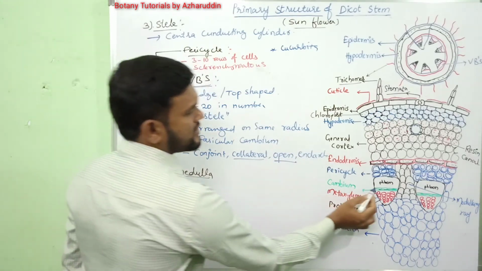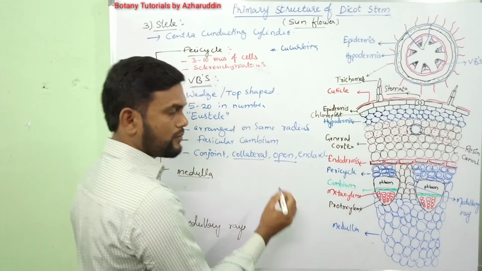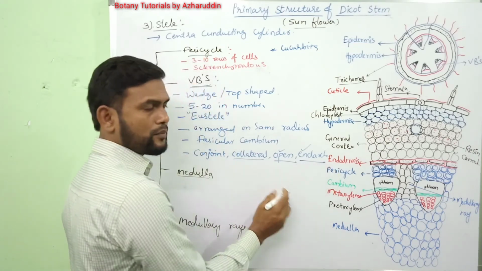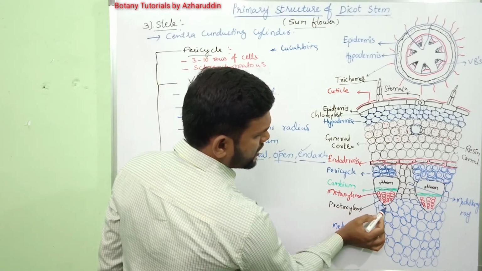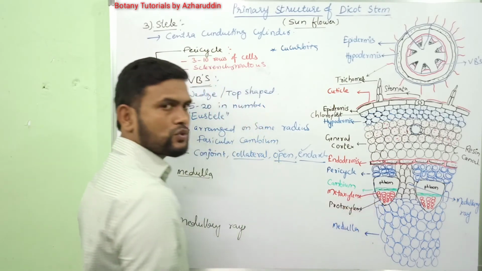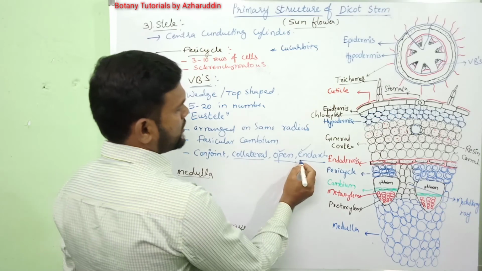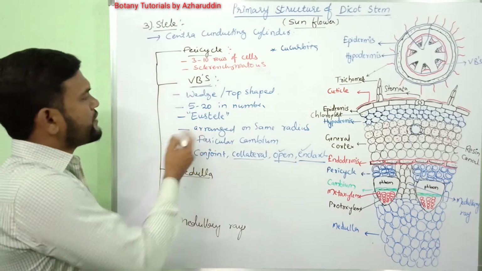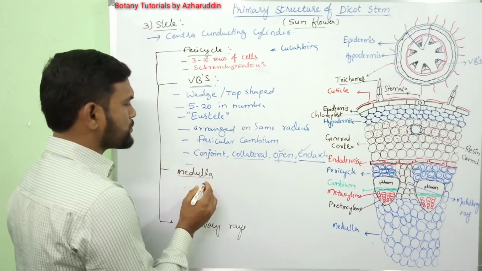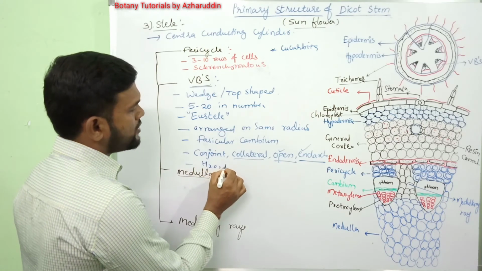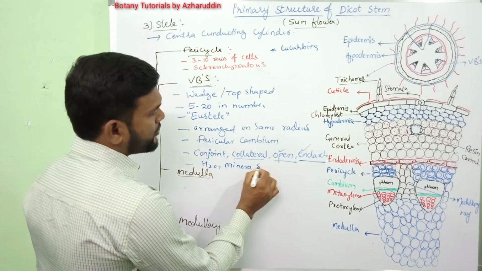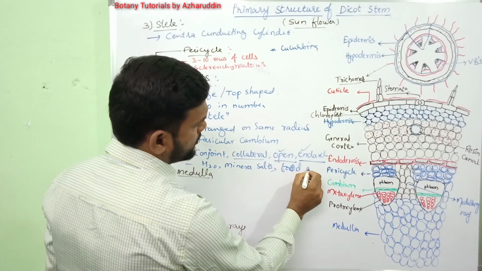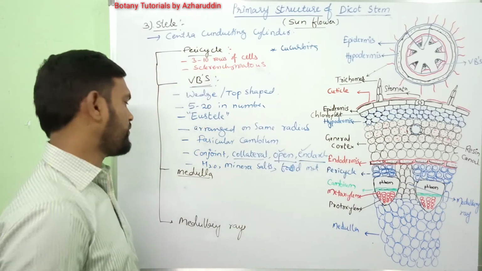Open means there is a cambium present between the phloem and xylem, so the vascular bundle is called an open vascular bundle. And endarch means protoxylem elements are present towards the inner side, and metaxylem elements are present towards the outer side, so the vascular bundle is called an endarch vascular bundle. These vascular bundles are useful in transportation of water, mineral salts, and food materials. Do you understand? This is the function of vascular bundles.